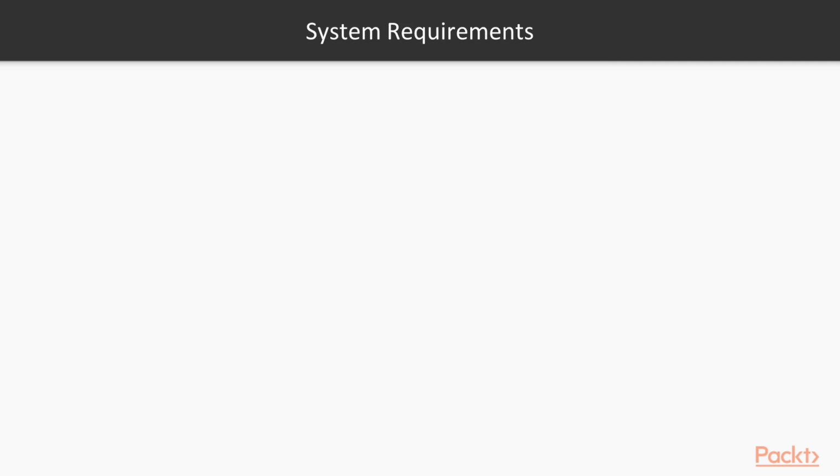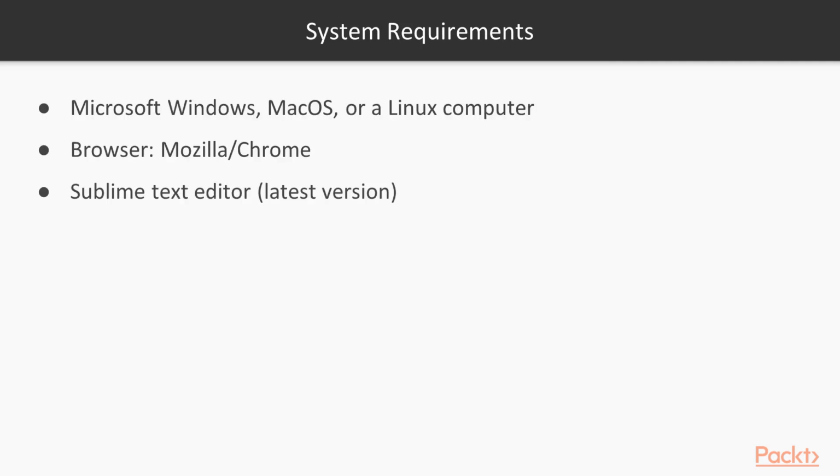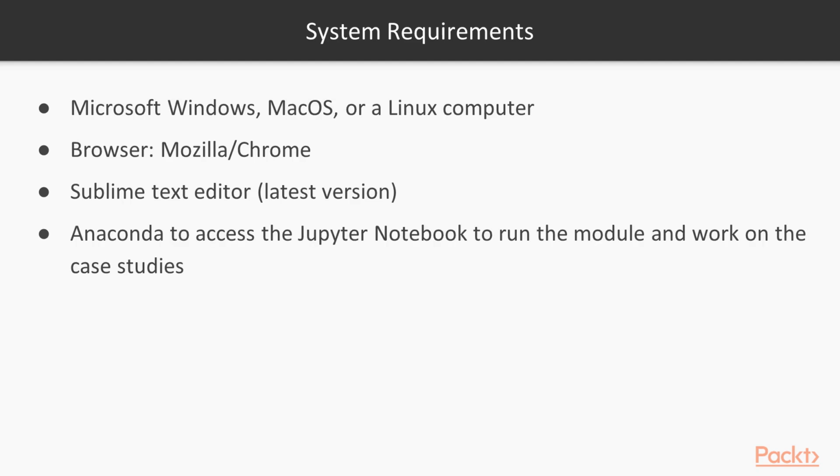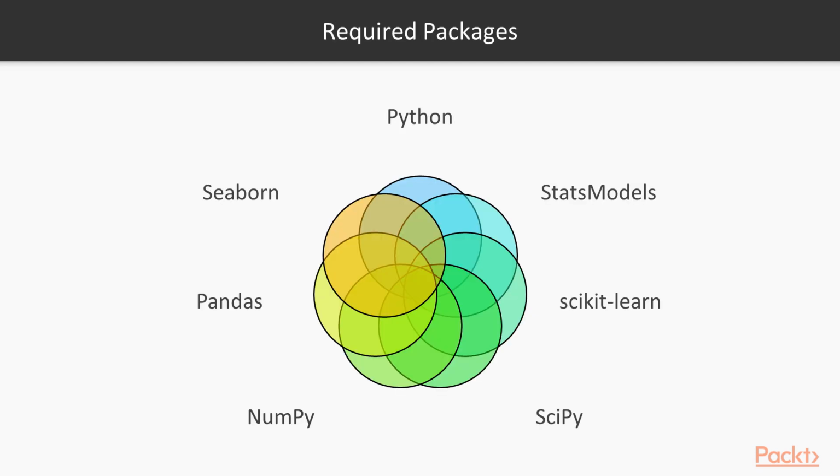System requirements. The course doesn't have any specific requirements for a very high-end compute environment. Apart from the basic structural requirements like an operating system, browser, text editor, we'll be primarily using Anaconda to access Jupyter Notebook, run different modules, and work on the case studies. We'll be using Python 3.6. We will be extensively using some of the existing and readily available packages in Python like statsmodels, NumPy, scikit-learn, pandas, seaborn, scipy, and matplotlib. Please make sure that you have these libraries installed in your system before you jump onto these case studies.